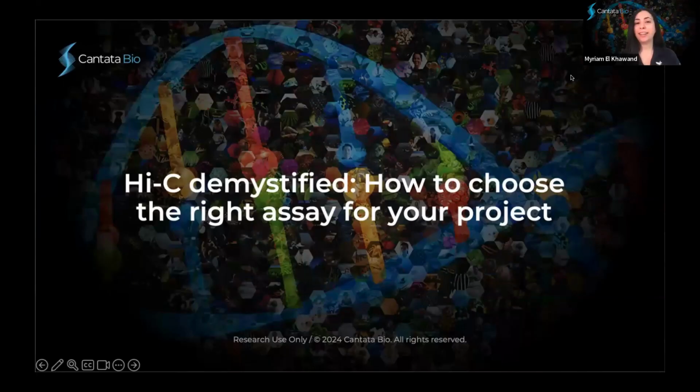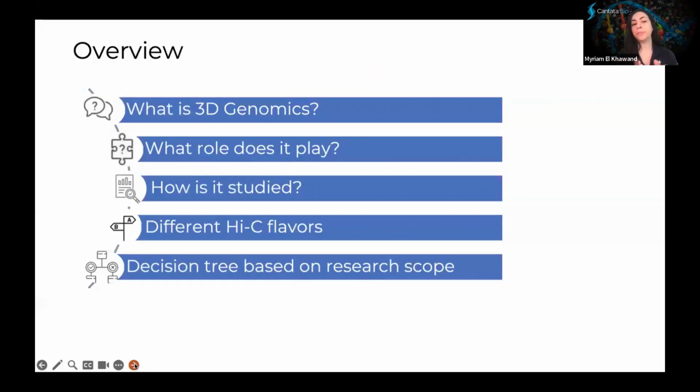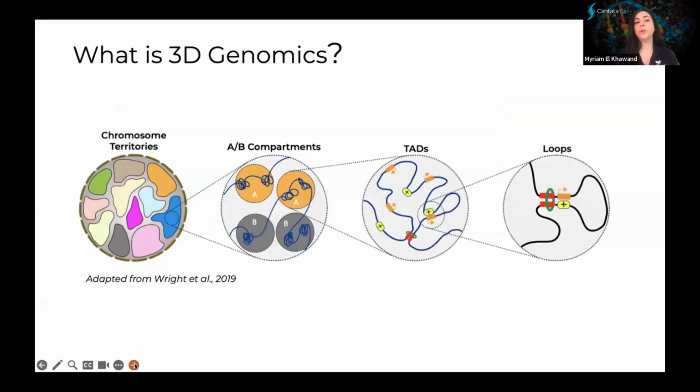Hi, everyone, and thank you for joining us. In today's presentation, I'll walk you through how to choose the right Hi-C assay for your project. So I'll start with some introduction on what is 3D genomics, what role it plays, how is it studied. I'll share with you the different Hi-C flavors, and then we will end up with a decision tree that will help you identify the right Hi-C assay based on your research scope. So let's start with what is 3D genomics.